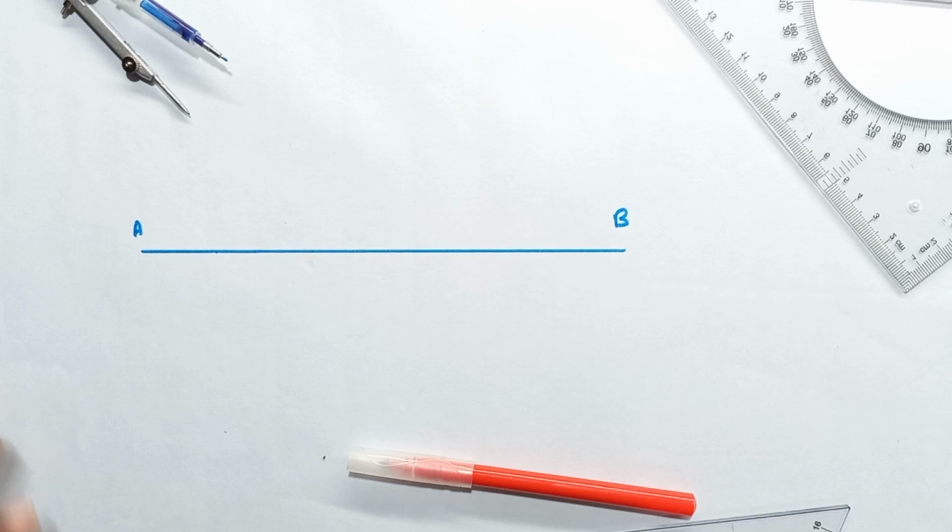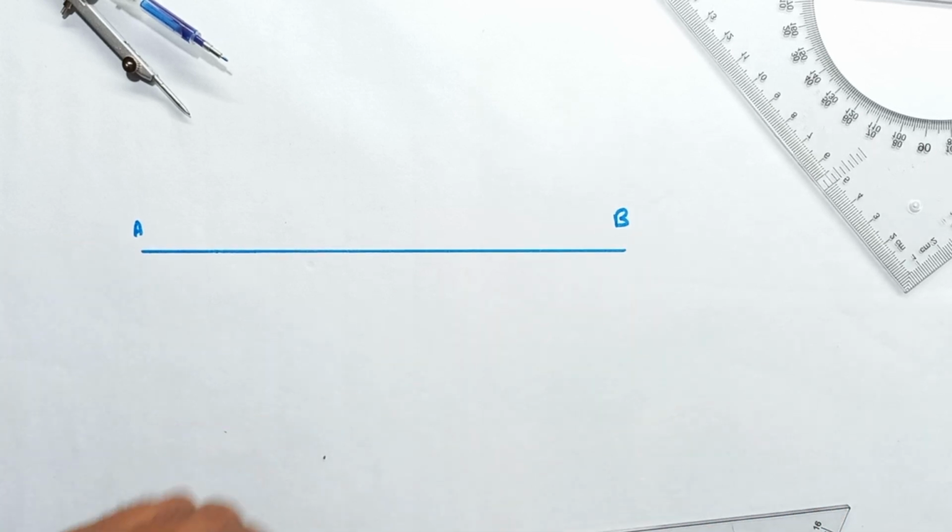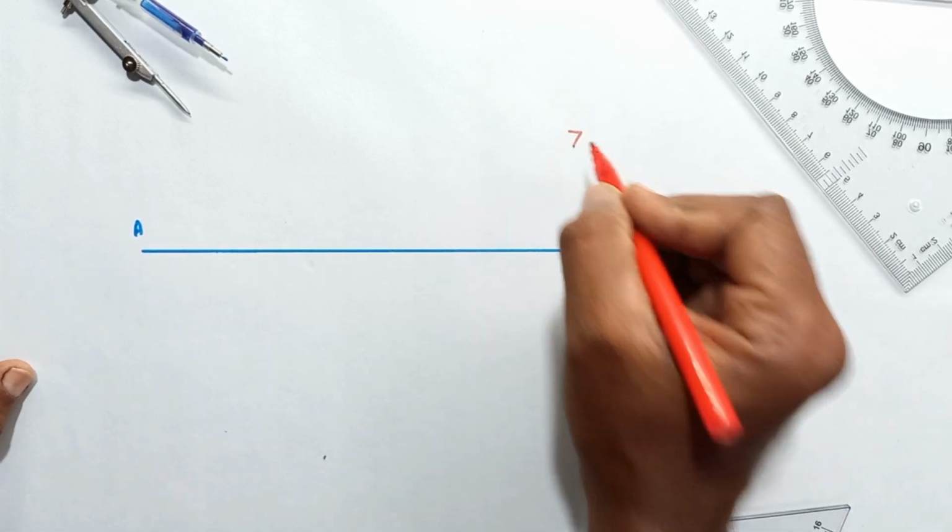In this video, I am going to explain how to divide the given line into a given number of segments. Okay, let's take the example. AB is the given line. Let's take, we want to divide it into 7 equal segments.